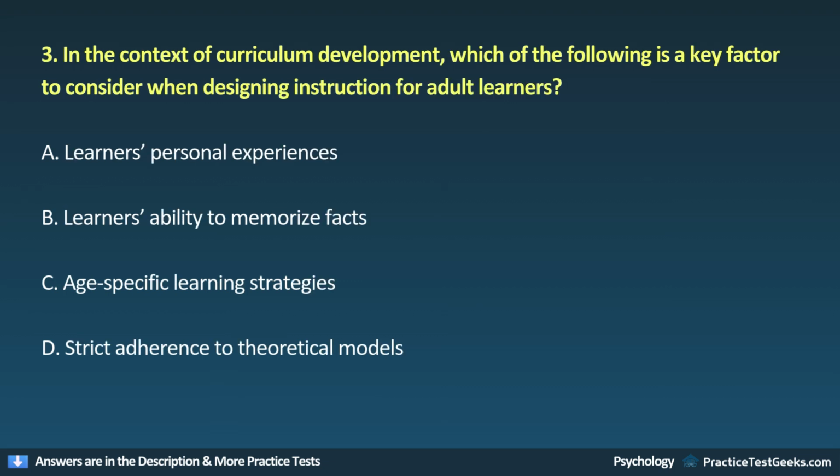3. In the context of curriculum development, which of the following is a key factor to consider when designing instruction for adult learners? A. Learners' personal experiences. B. Learners' ability to memorize facts. C. Age-specific learning strategies. D. Strict adherence to theoretical models.